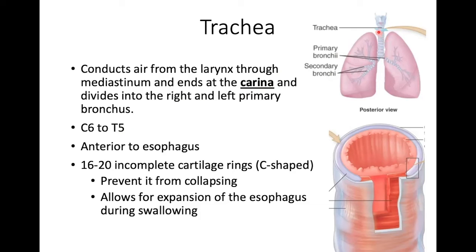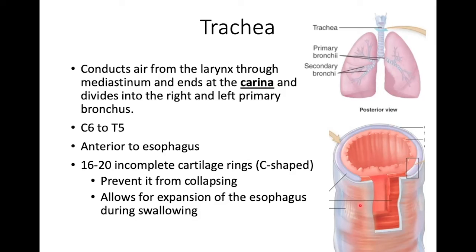Now the trachea runs from about C6, the inferior portion of the larynx, all the way down to T5, which is the level of the carina. It's located anterior to the esophagus, and it's composed of these cartilaginous structures that keep it open. Now, something you may have not been able to appreciate when looking from an anterior perspective is that these cartilaginous structures are C-shaped. And because they are C-shaped, they are open posteriorly.